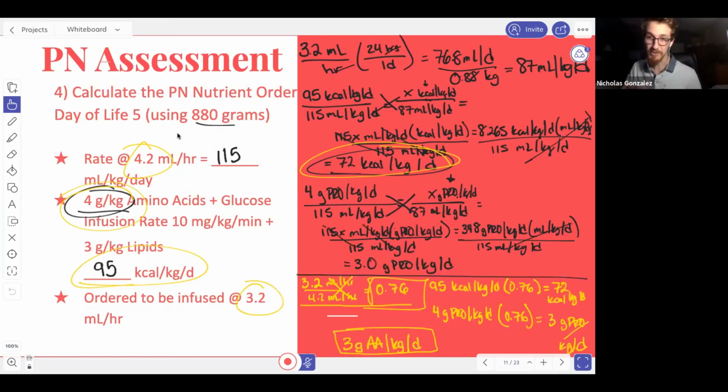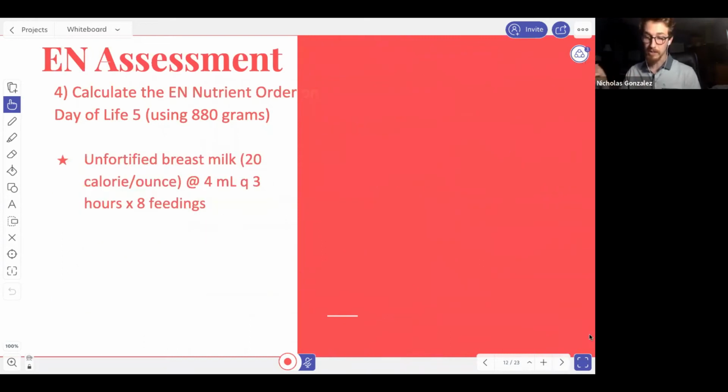So then, like Janine said, it'd be 3 grams of amino acids per kilogram per day, not protein. But with that, let's move on to the next slide, where we're going to be looking at enteral nutrition instead.